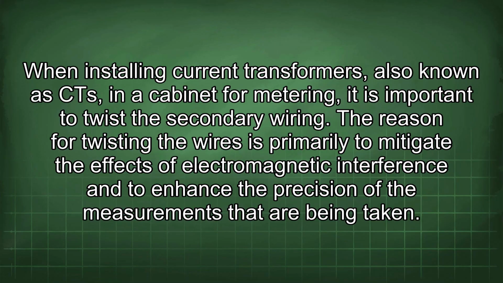When installing current transformers, also known as CTs, in a cabinet for metering, it is important to twist the secondary wiring. The reason for twisting the wires is primarily to mitigate the effects of electromagnetic interference and to enhance the precision of the measurements that are being taken.